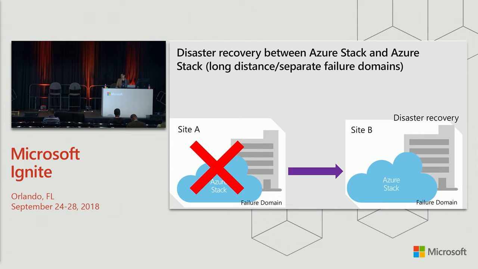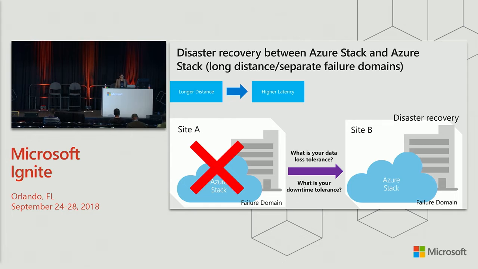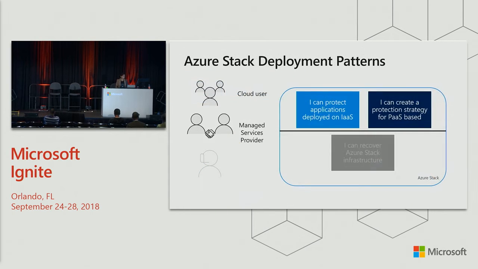But when you're planning for your DR strategy, you may have some questions like, what is your data loss tolerance, or what is your downtime tolerance? Those are really important questions to ask before you're planning your DR strategy. Mostly what we've seen is the longer the distance, the higher the latency, the lower the bandwidth, and the higher the chances of data loss. So these are important aspects to consider before you plan whatever your DR strategy will be. So that was a quick overview of that.